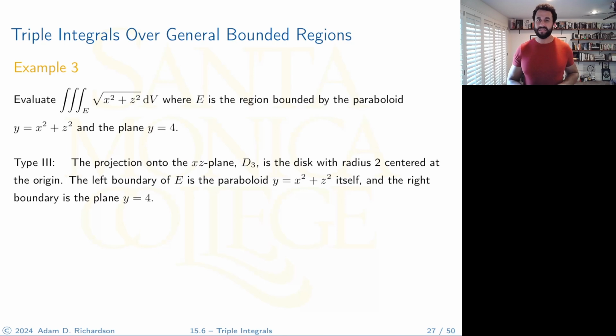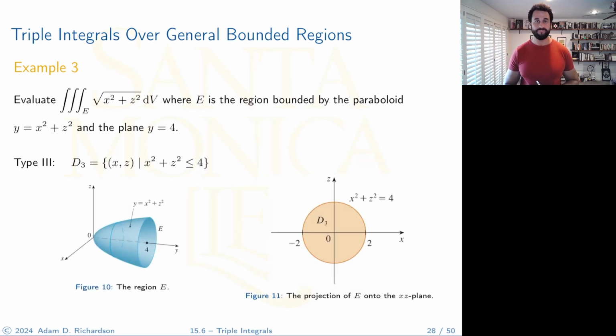Here we go. Let's think about it as a type 3 region. In this case, what we do is we project onto the XZ plane, and then we're going to get a disk of radius 2 centered at the origin, and then we're going to have as the left boundary our paraboloid, and the right boundary just the plane y equals 4. So here's what it looks like.